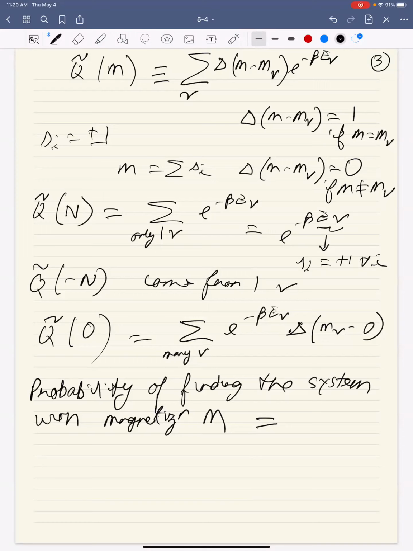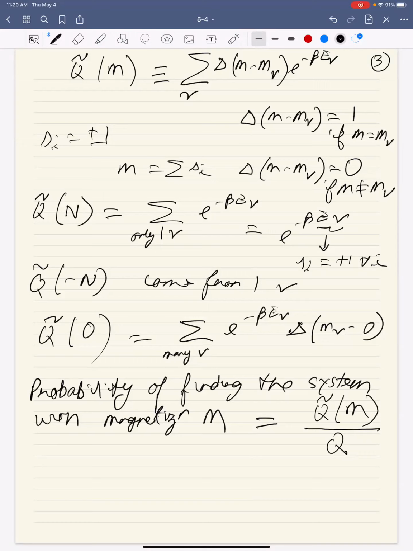What did you have in your denominator? Q. And what do you have in your numerator? Q tilde of what? M. That's it. You get only 1 chocolate because you introduced the log. You don't need log. Partition function is already the probability, right? Log of partition function becomes free energy. We are talking about probability. So it's just going to be Q tilde of M divided by Q. Okay? Is that clear to everyone?